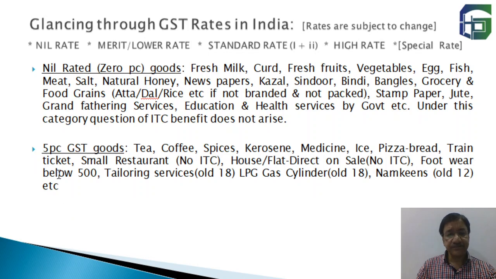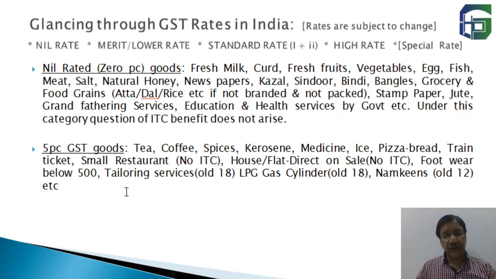Now you see 5% GST goods: tea, coffee, spices, kerosene, medicine, ice, pizza, bread, train ticket, small restaurant having no ITC. If 5% is applicable, then house, flat, direct on sale without ITC, footwear below rupees 500, tailoring services, old 18%. The tailoring services earlier had an 18% rate, but now it is 5%. LPG gas cylinder, old rate was 18%, now it has been reduced, and namkeens, old 12%, now it is 5%.